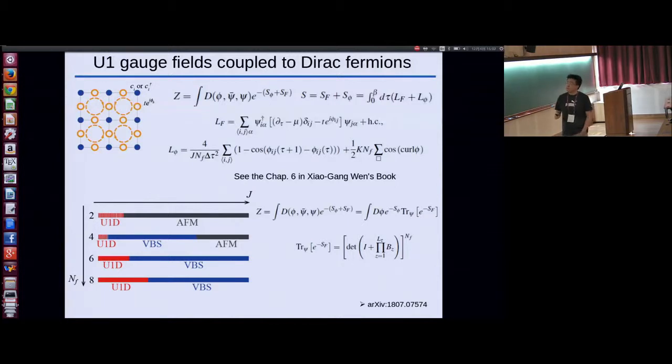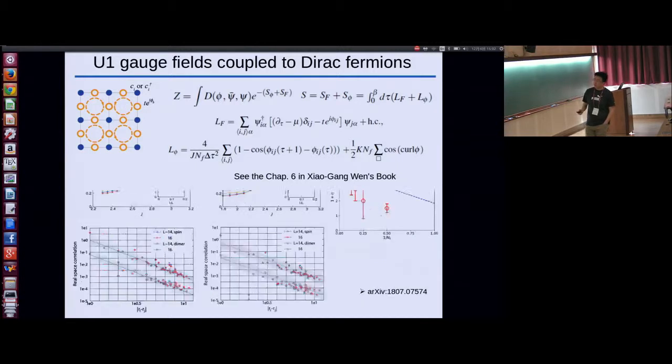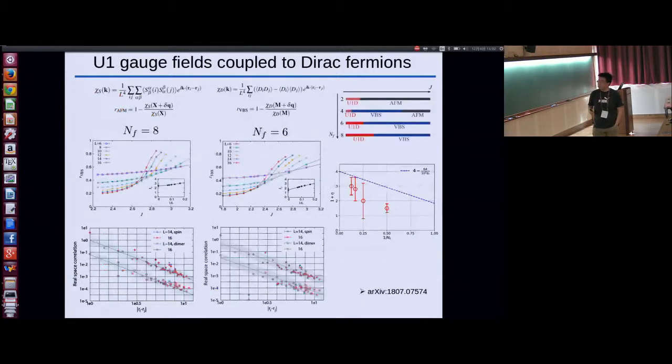This work was mainly about this phase diagram, and we tried to understand the properties of this U1 deconfined phase. One particular property I want to tell you about, for example, is let's just focus on this plot. This is, again, for the 8-component situation, where we have a very large phase space of this deconfined phase.